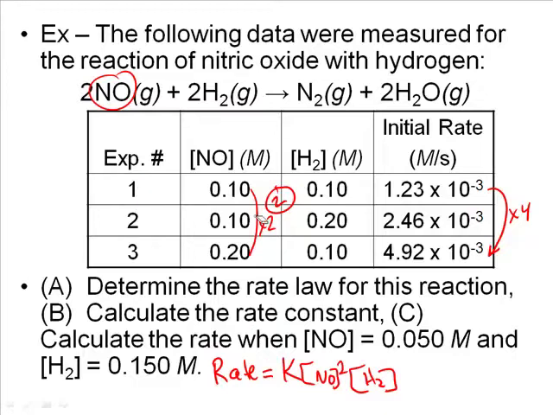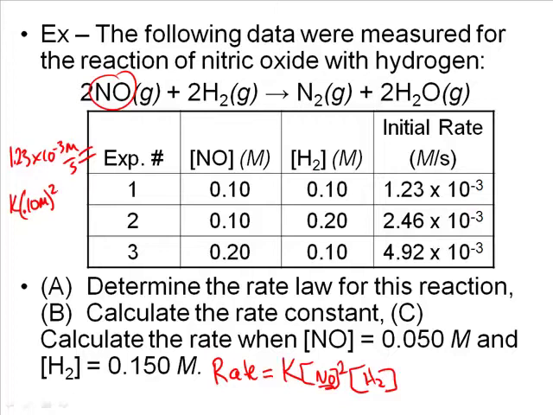So now if we want to calculate the rate constant, again, it doesn't matter which one you choose. I'm going to choose the first one. So it's going to be 1.23 times 10 to the minus third molar per second, which is going to equal, on the other side, K times the concentration of NO, which is 0.10 molar squared, times the concentration of hydrogen, 0.10 molar.